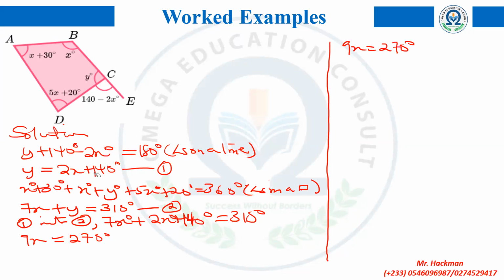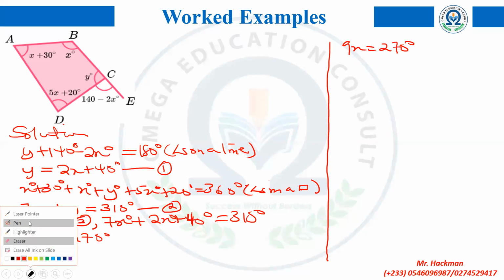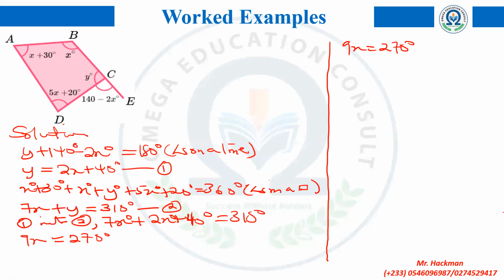So let me clear this. So we are on the right track. Okay, so this is still 40. So that is what we have. Okay, please take note. This was 140 here. And we moved 140 to this side, moved the 2x. So that's how come you got this.